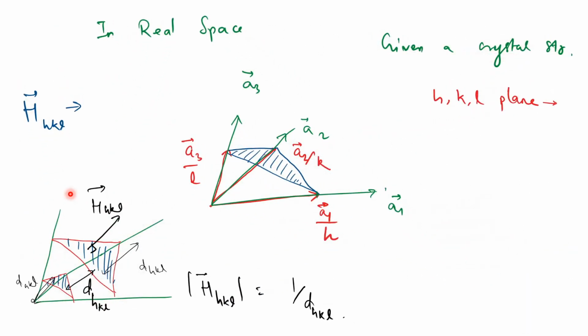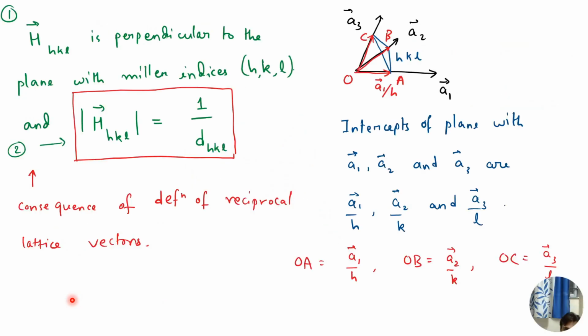If you remember this particular slide, here we had denoted the projection of this. I hope you understood what it is. First thing we had established is that HKL is perpendicular to this plane, ABC.